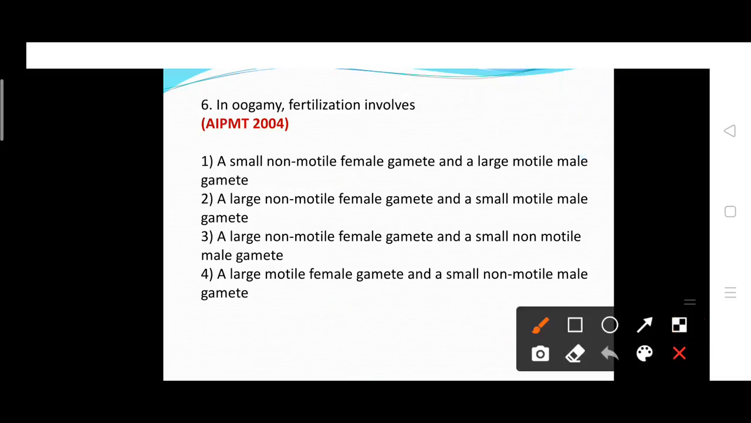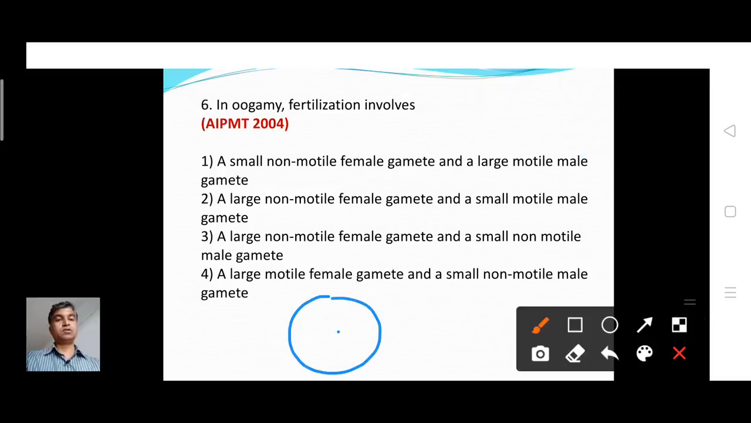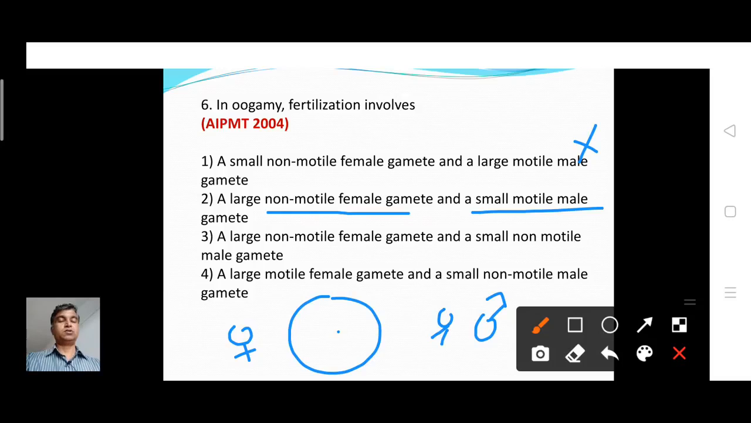So this is oogamous, which means a large female gamete and a small male gamete are present. So the first statement is wrong. Second statement: large non-motile female and a small motile male. Large non-motile female and the small male gamete. Yes, this is the correct one. Now the third statement: large non-motile female gamete, correct, but the small non-motile male gamete, this is a wrong one. Male is always motile. Here it is a wrong statement.